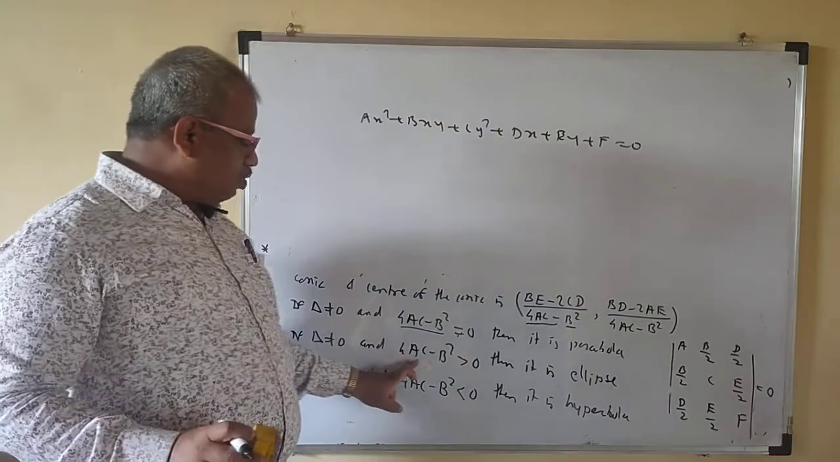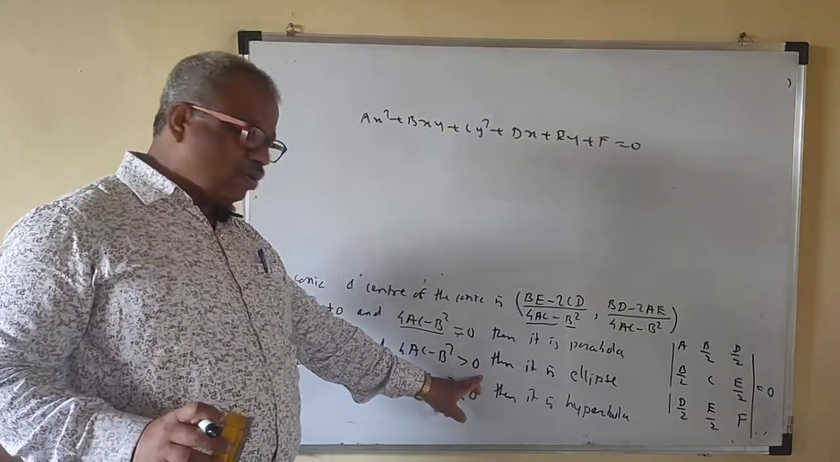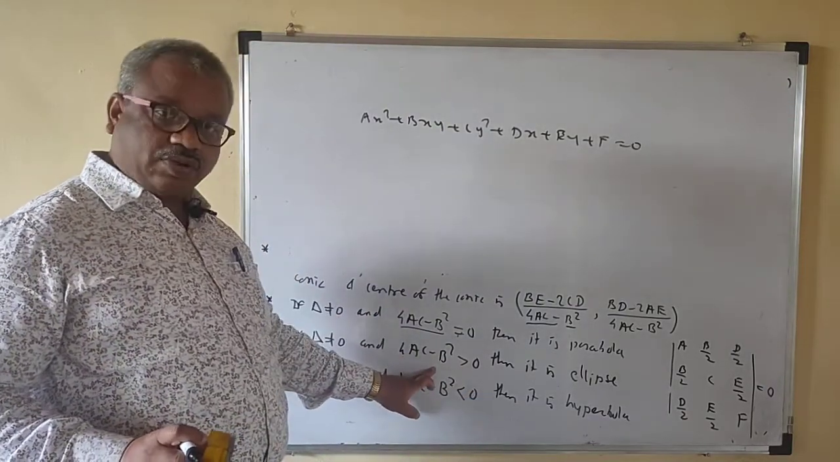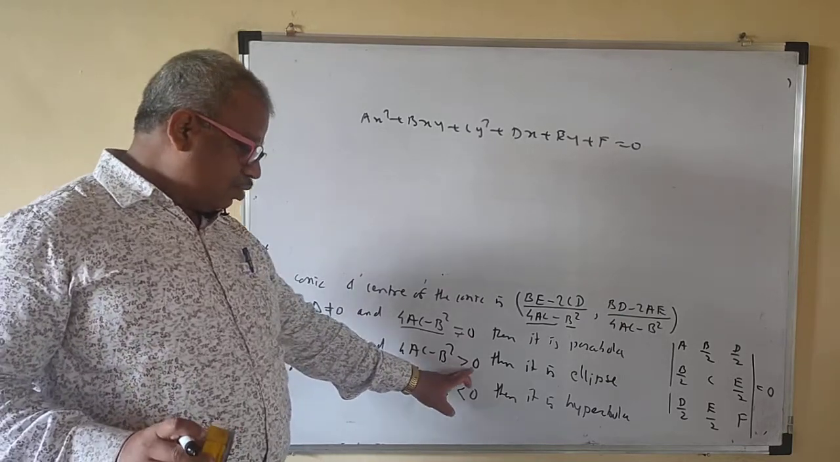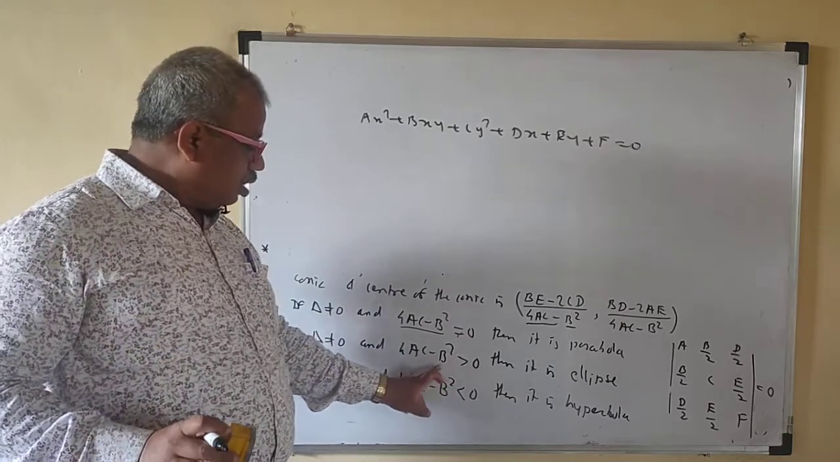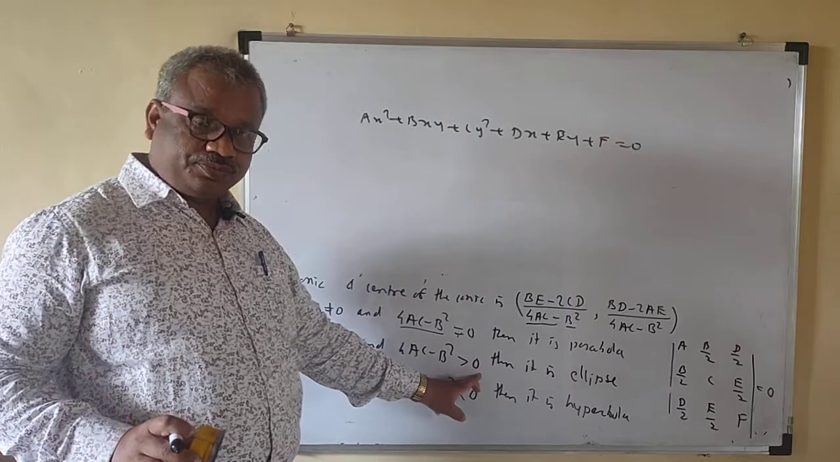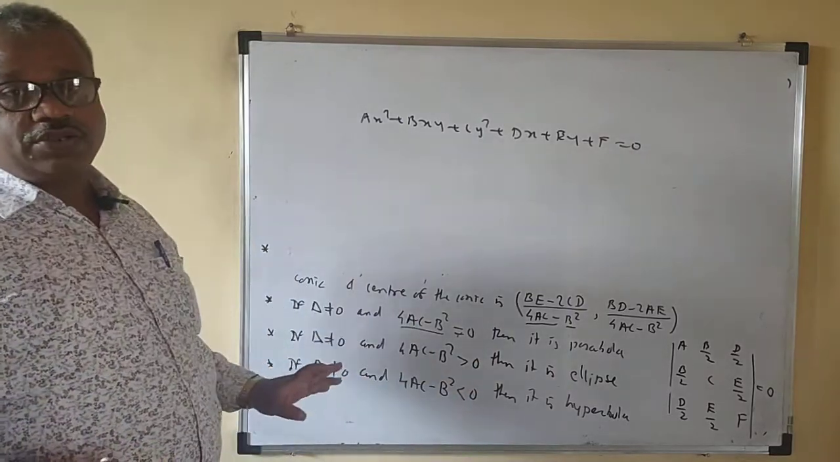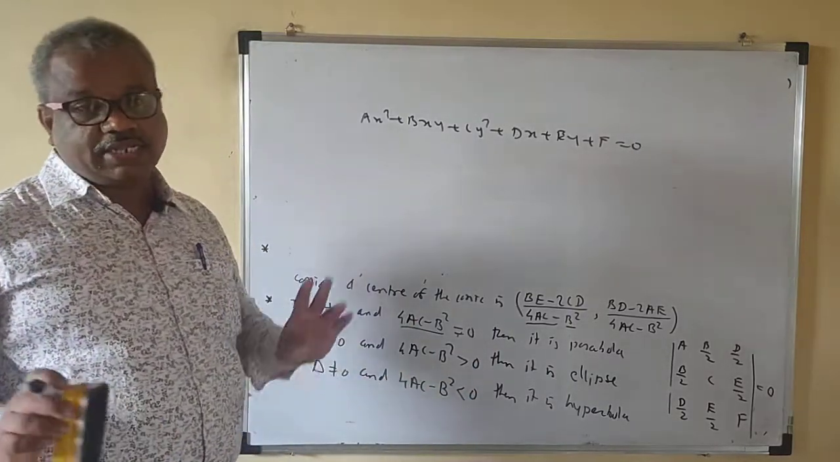If this is greater than 0, 4ac minus b square is greater than 0. Note that 4ac minus b square is there. Square is negative now here. So then this is greater than 0, then it is an ellipse. For positive, it is an ellipse, and for negative, it is a hyperbola.